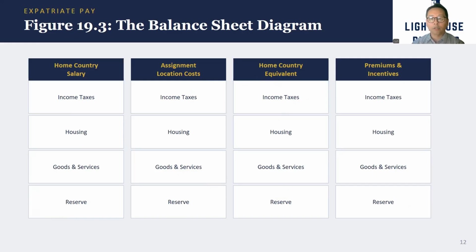The whole point of this balance sheet is captured in its name. It tries to keep the expatriate's overall financial position in balance with what they had at home, while adding a little something extra as a reward.